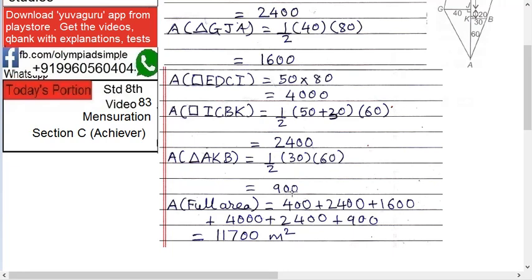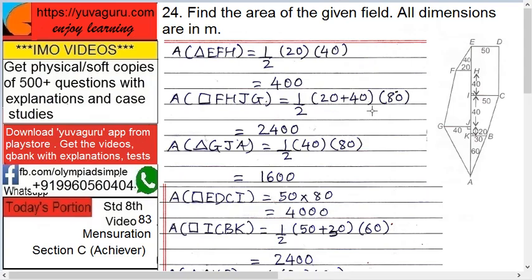That is 900. Okay. Now for the full area, add all these which we have found: 400, 2400, 1600, 4000, 2400, 900, and the total is 11,700 square meters. That is the required area. That's what I said, the problem is easy.